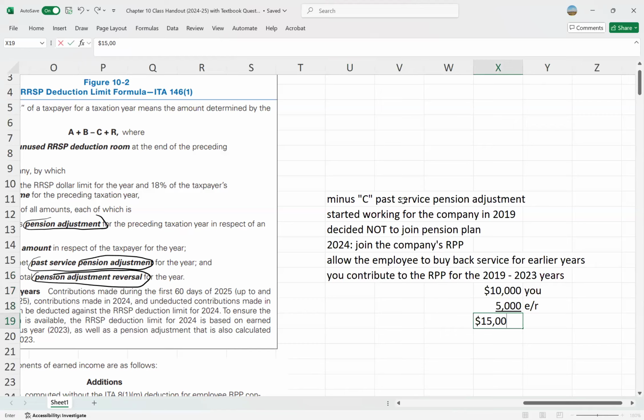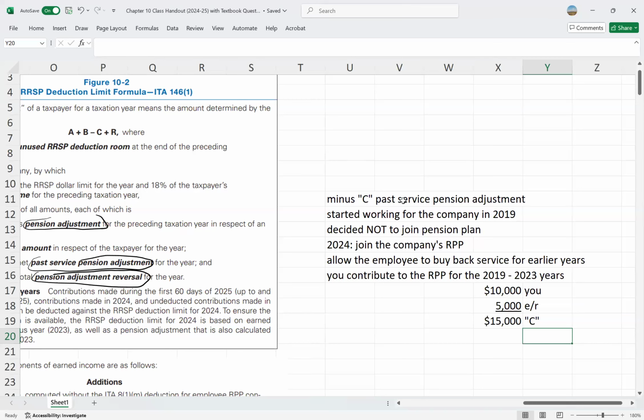Then this 15,000 would basically be the C amount, because it relates to previous years, not specifically just last year, but prior years. And so that's basically what the C amount is.